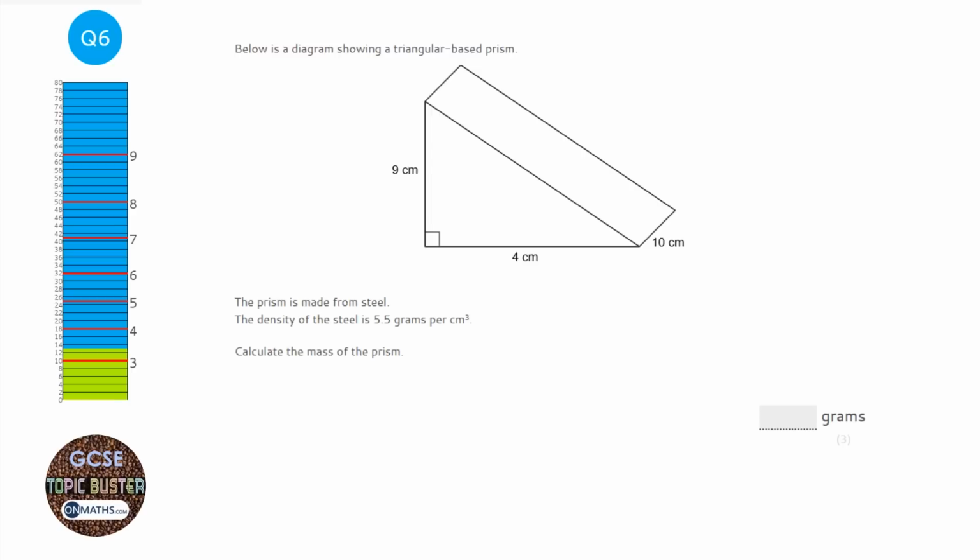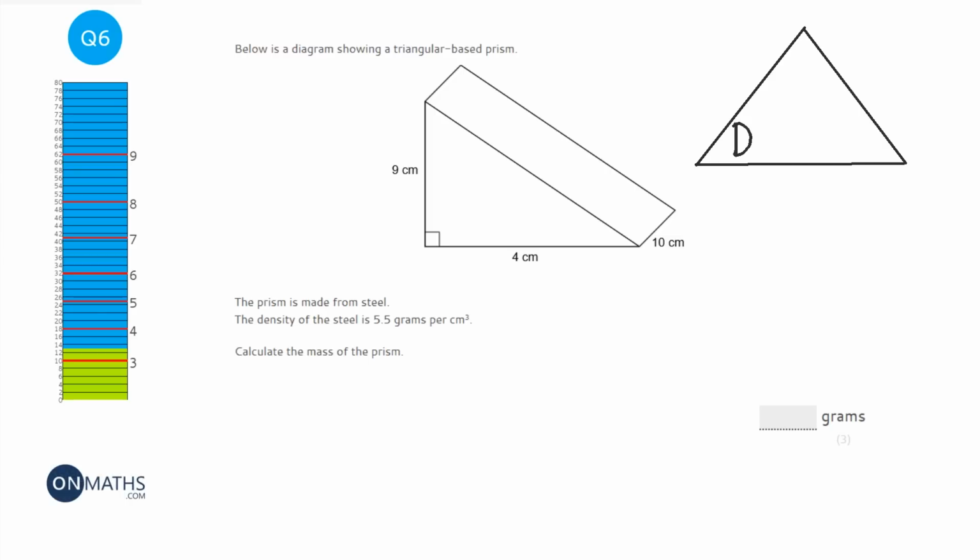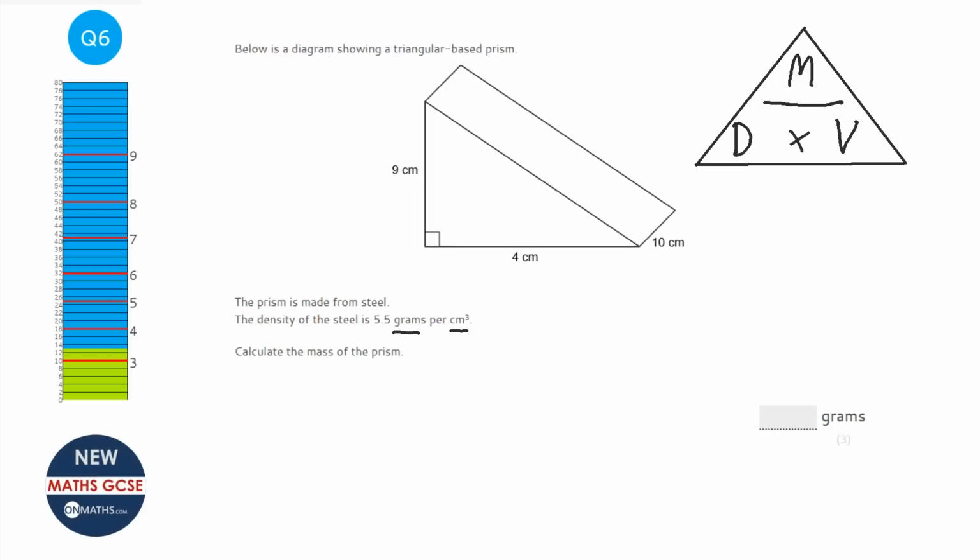The triangle we need to remember for this question is density equals mass over volume. Now you could have kind of worked it out with the question, because it says grams, which is mass, per centimeters cubed, which is volume. So per means over, so it would be mass over volume. So we need to work out the mass. Well, at the moment we have the density, so we've got that, but we haven't got the volume. So the first thing I need to do is work out the volume of the prism.